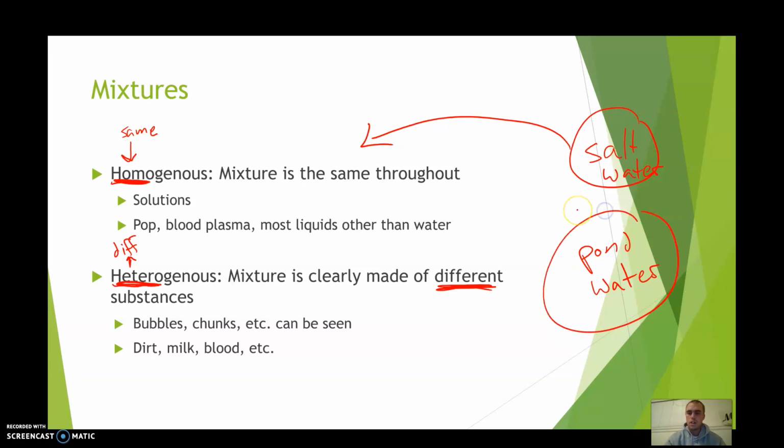Pond water, on the other hand, has a whole bunch of stuff and gunk and junk floating around in it. So if you took a scoop of pond water and let it sit on the table, all that gunk and junk is going to fall and settle out to the bottom, and then we're going to be able to see different things within there. All right, so pond water would be considered a heterogeneous mixture. Okay, those are very important. It's going to be necessary for you to be able to tell the difference between homogeneous and heterogeneous mixtures.